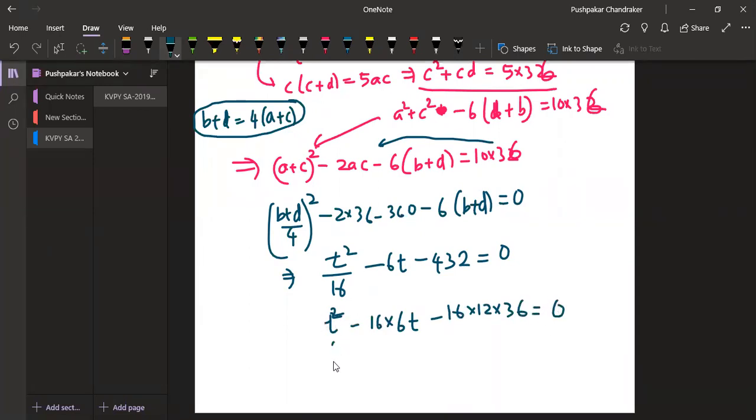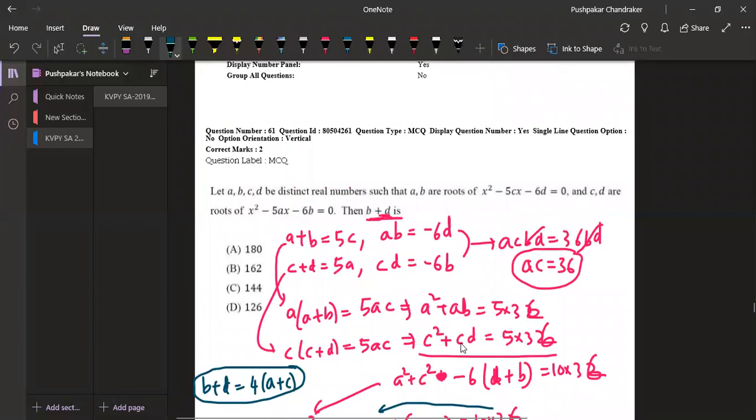Solve this quadratic. When you solve, apply quadratic formula, you'll get the answer as 144. Or one more negative value you get. You get two roots. But here negative values are not there. So only answer is option C.